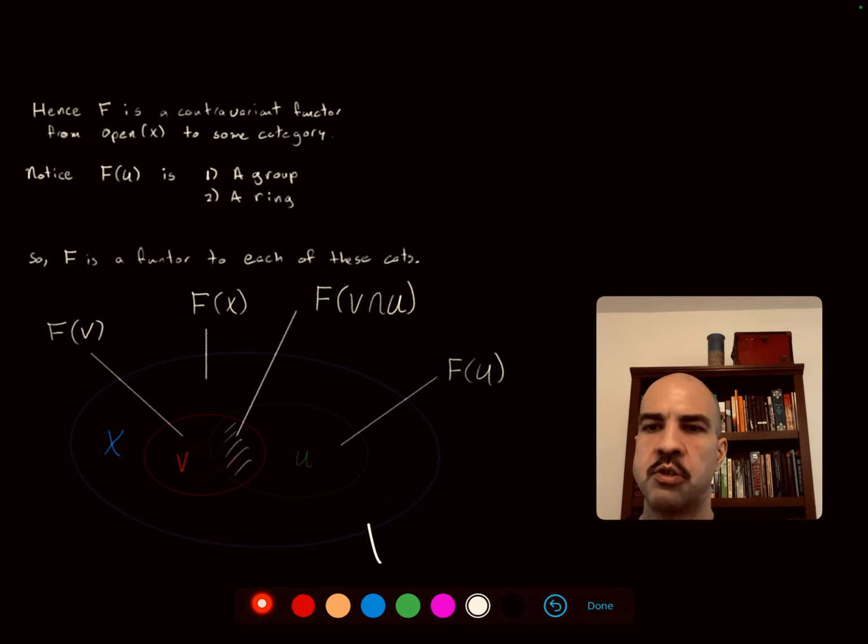So if you look at this diagram I have here, we have this larger topological space X, and then we have these two open sets that are contained within X, V and then U. And then we have these functors applied to these open sets that live above them, which are the continuous maps. And then what we're going to focus on is what happens at these intersections. This is going to help us define a sheaf, but first we need to define a presheaf.